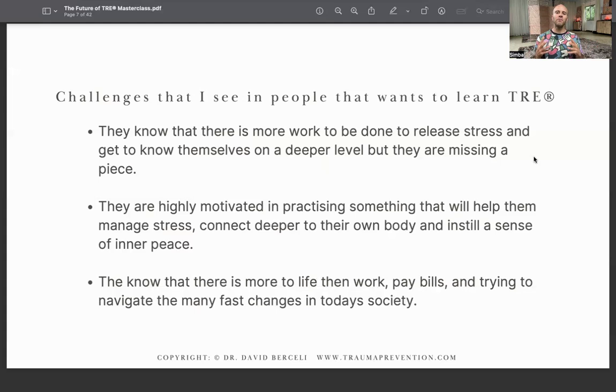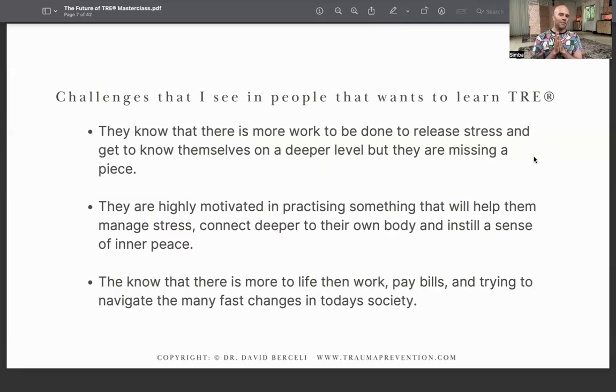In some shape or form, they're already health conscious and interested, or starting the journey and start to realize that health is more than what you think. It's a cumulative effort of all the different things that you do. And then they know there's more to life than just work, pay bills, and trying to navigate all the changes that we have in everyday stress in the modern life that we live.